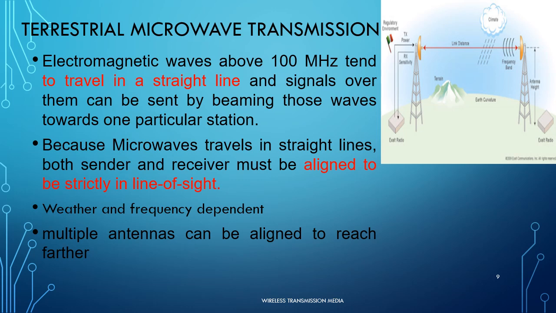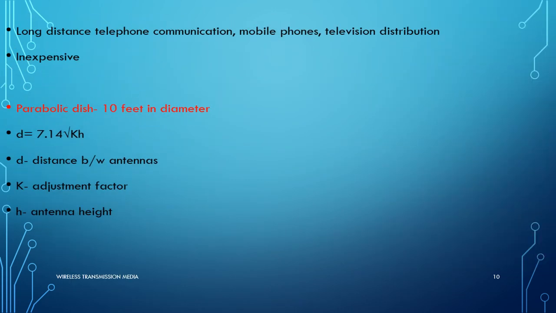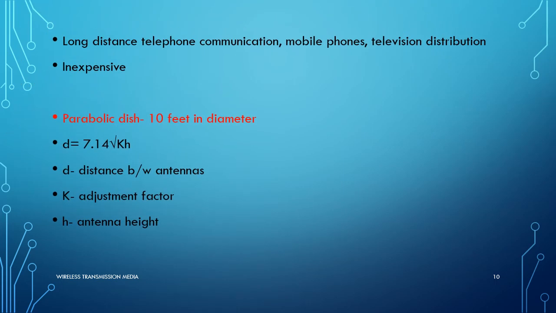They are purely dependent on weather conditions and frequency dependent. Here, multiple antennas can be aligned to reach further distances. It can be used for long-distance telephone communication, mobile phone communication, and television distribution, since it is very inexpensive.